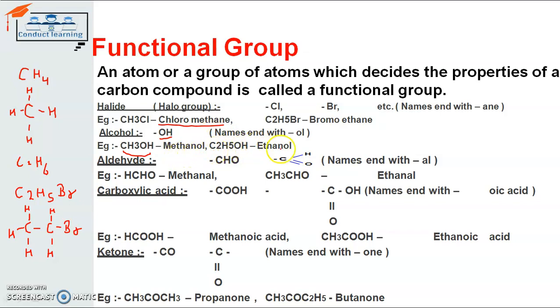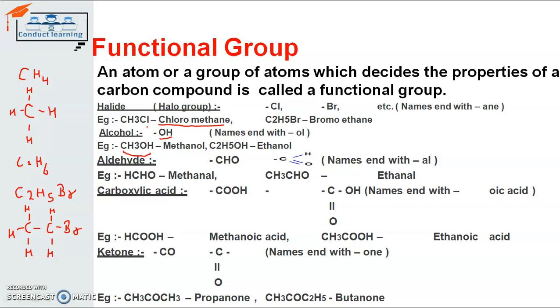So methanol or ethanol. But as we can see, in the previous example of halides, chloro and bromo both come on the prefix side, but in the chemical formula both come on the suffix side. So we have to take care of where the functional group appears in the chemical formula, and where it will be named, on the suffix side or the prefix side, when we pronounce the name. That we will learn in the next slide or next video.